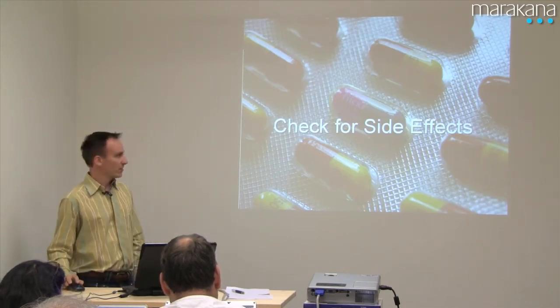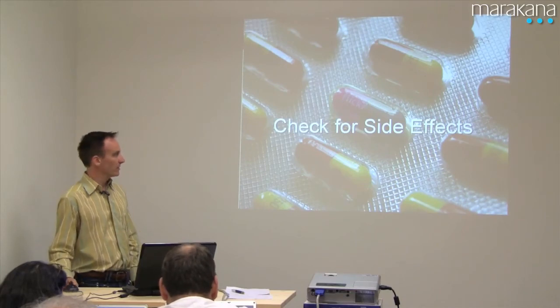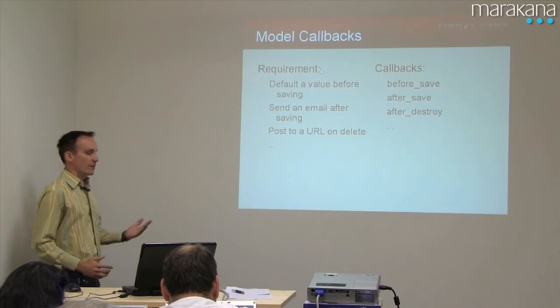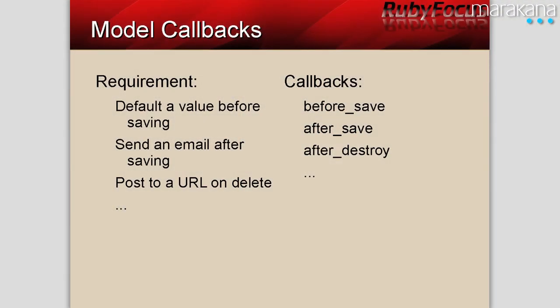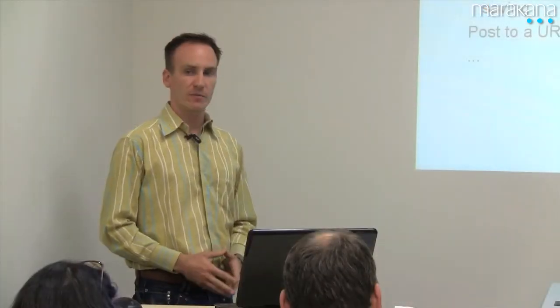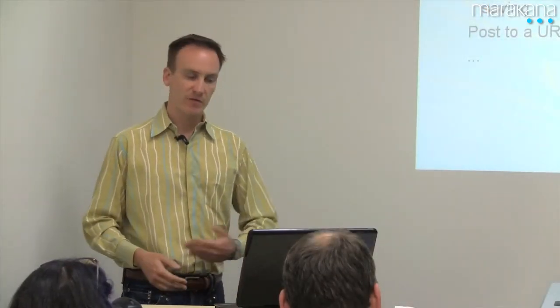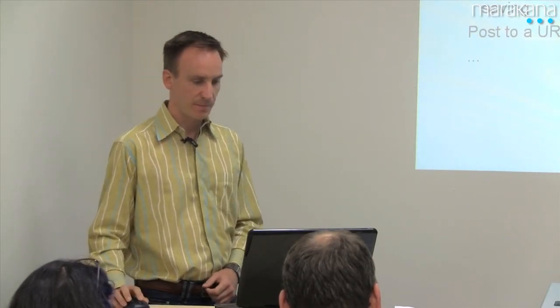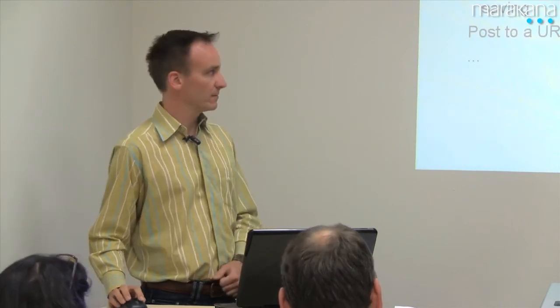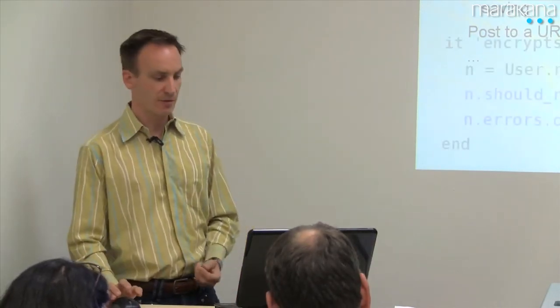Now, back to our paradigm: how do we do it as a pattern in testing? Typically, the requirement is you have to default a value or you have to send an email or post to a URL. And the implementation feature that we use for this is the before save or the after save. There's a number of them. There's also a before validate and an after validate that Rails provides for us. And how do we test them? Well, we just did the example.